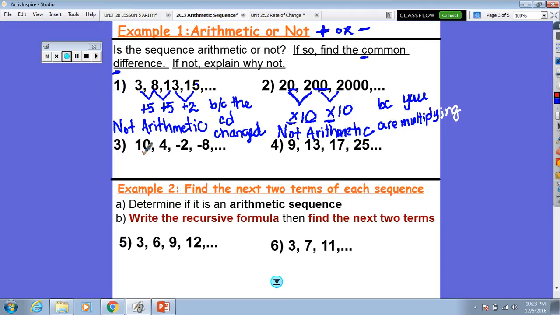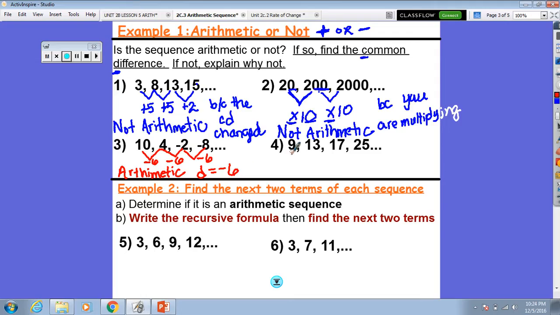So to get from 10 to 4, we have to subtract 6. To get from 4 to -2, I also have to subtract 6. To get from -2 to -8, I have to subtract 6. So this one is arithmetic. And my common difference is -6. So if it was arithmetic, I wanted you to simply tell me what the common difference was. What is the number that continues the pattern? As you see, we wrote -6 under all of these, so that is the common difference. That's the number I would use to continue the pattern.